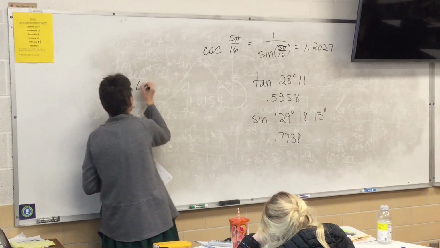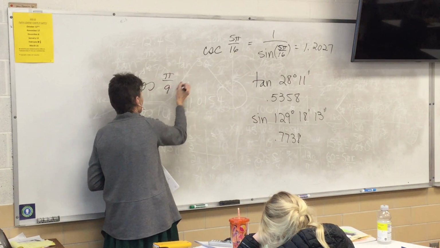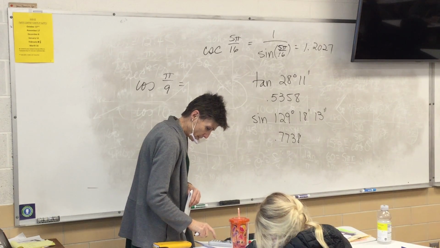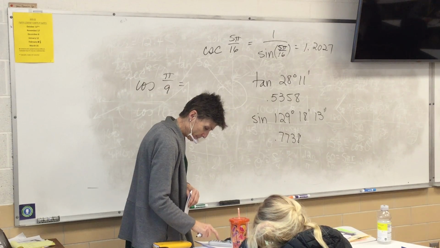Next one, cosine pi over 9. Oh, easy peasy. We have a button that says cosine. Cosine pi divided by 9.